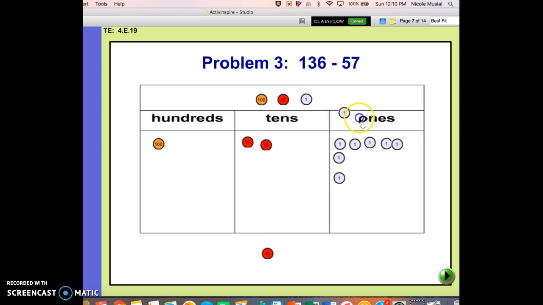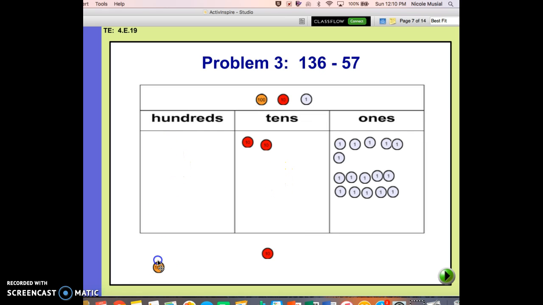So 1, 2, 3, 4, 5, 6, 7, 8, 9, and 10. Do I have enough ones to take away now? I do. But I have to take away 57. I don't have enough tens. So I have to unbundle my 100 and put my 10 tens here.